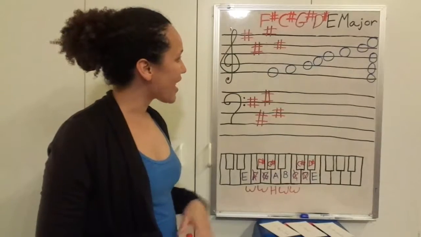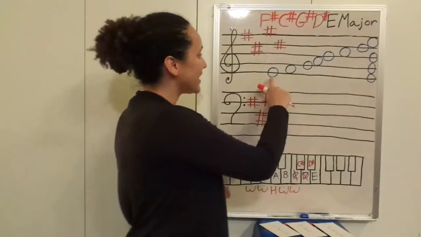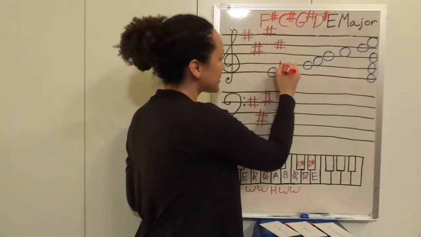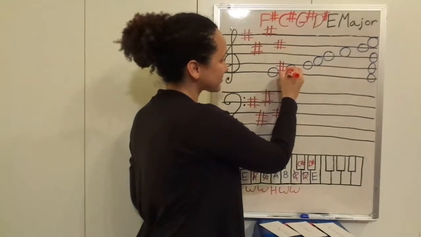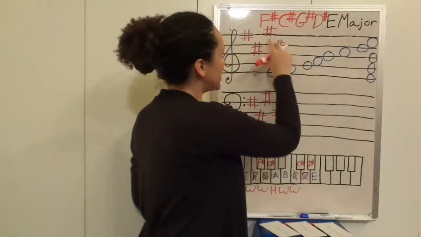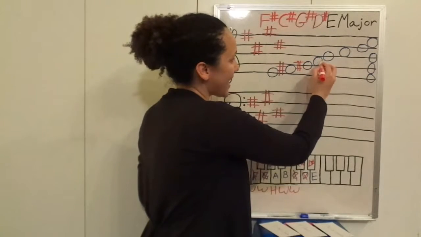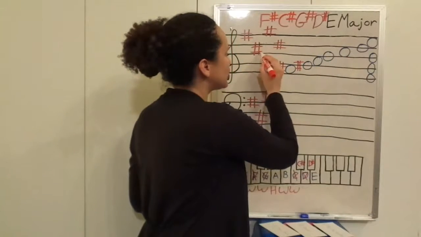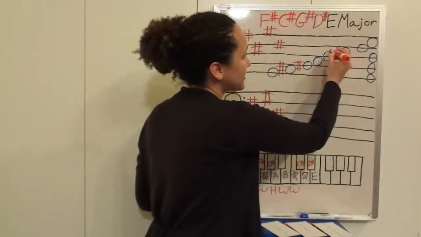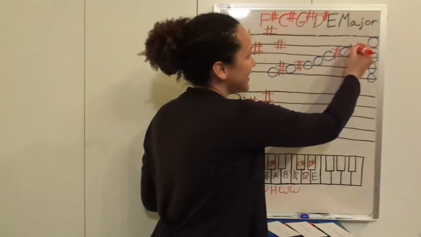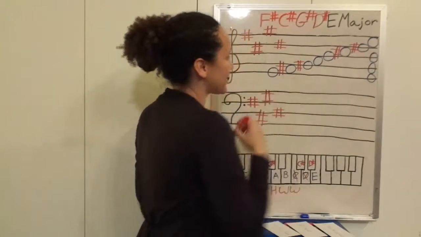Okay, let's figure out this scale. We have our E, we have our F sharp, so we're going to put that in. We have our G sharp, so we're going to put that in. A, B, C sharp, so we put that in. And finally D sharp, so we put that in, and we top it off with another E.